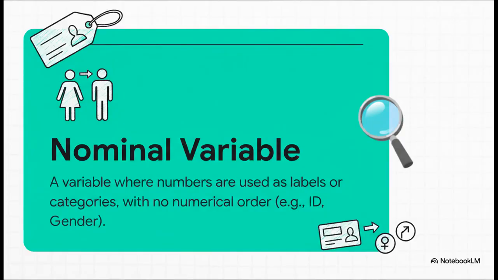First up are what we call nominal variables. The easiest way to think of nominal is to think name. The numbers we're using here are just labels, they're not quantities. So that participant ID number, it's just a stand-in for a name. And gender, which we've coded with a 1 and a 2, is the same thing, just labels.